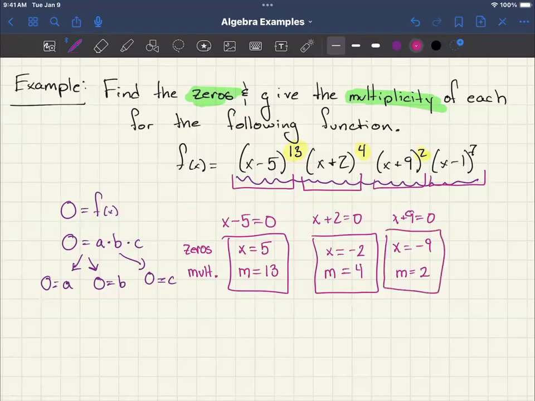Our last factor, x minus 1, is equal to 0. We solve it, we get x is equal to a positive 1. And for our multiplicity, we end up with a multiplicity of 7. So those are the solutions to this particular problem.